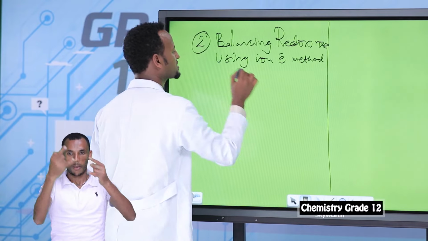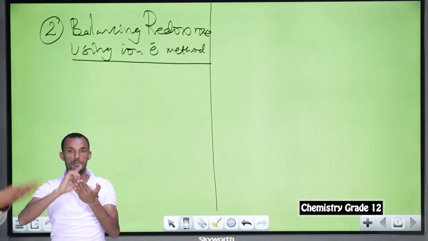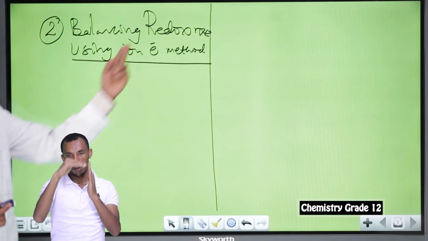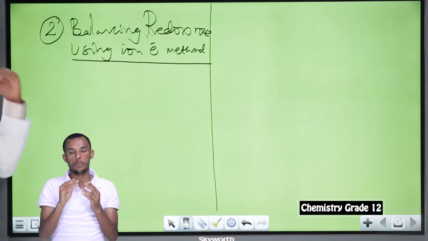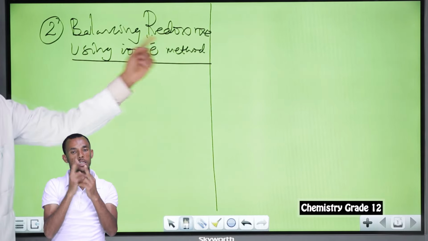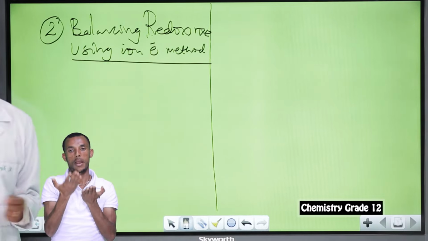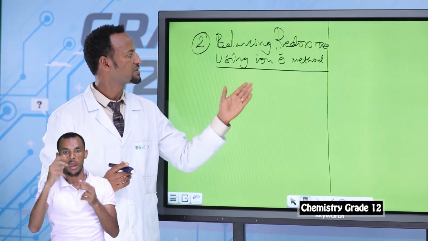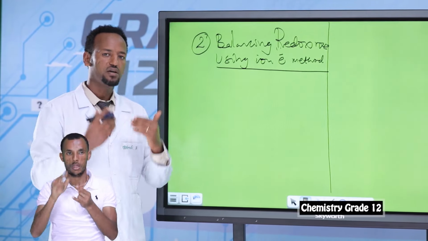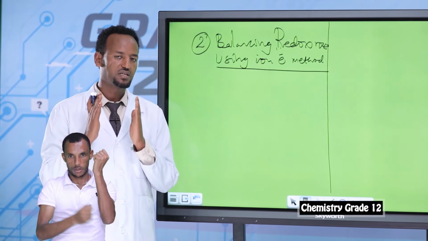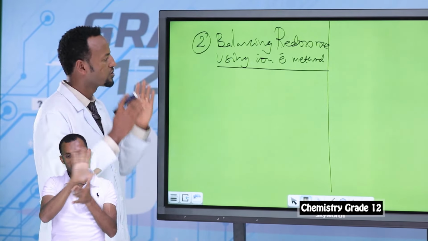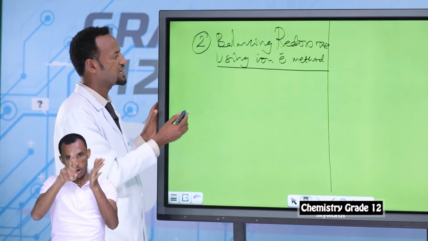In the last class, you learned what is meant by reduction, oxidation, and also redox reaction. Therefore, today we focus on balancing redox reactions using the ion electron method. In the ion electron method, there are two cases: one is in acidic media, the other one is in basic media. Please, students, read your textbooks for the rules of the ion electron method.